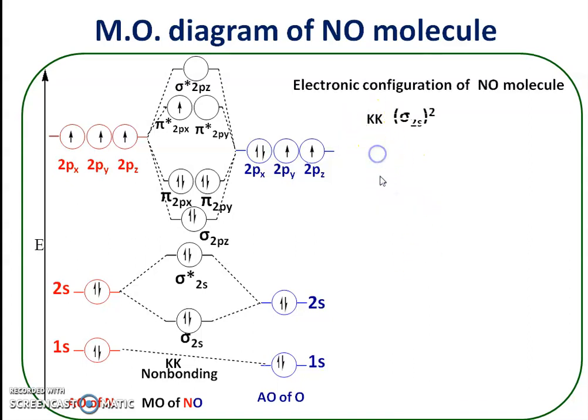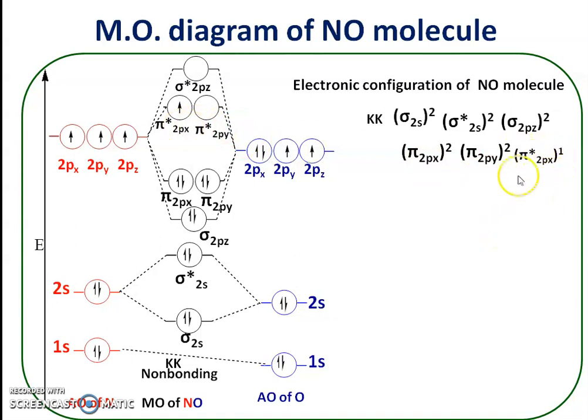Now the electronic configuration of the nitric oxide molecule is: KK, the non-bonding shell. Then sigma 2s2, there are 2 electrons in sigma 2s. Then sigma star 2s2. Then sigma 2pz2. Then pi 2px2 equal to pi 2py2 and pi star 2px1. So this is the electronic configuration of the nitric oxide molecule.